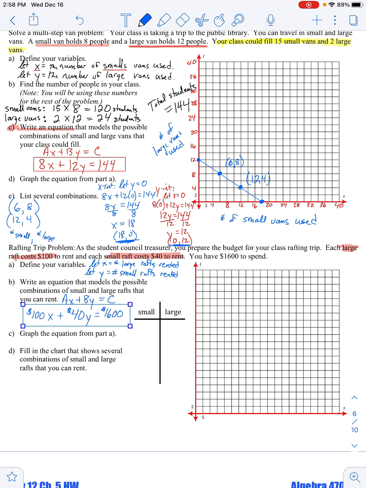Letter C here says, can we graph this? Well, in order to graph it, again, we're going to need to scale our axes. We're going to need to label our axes, but we would like to find some points. Remember those points that we've been looking for.